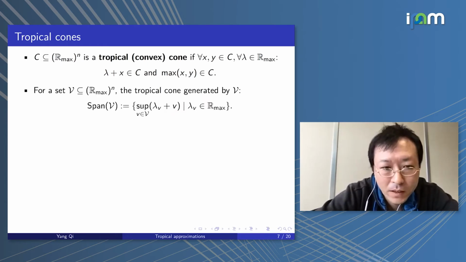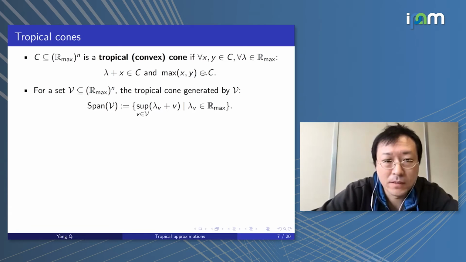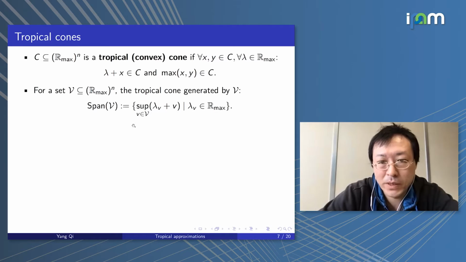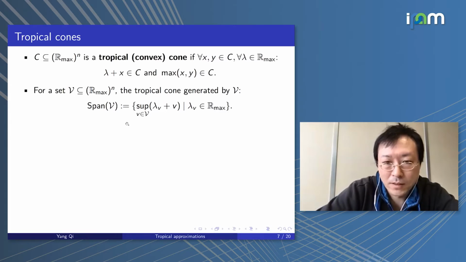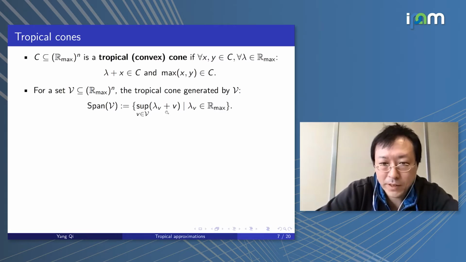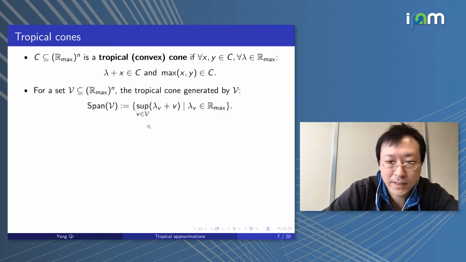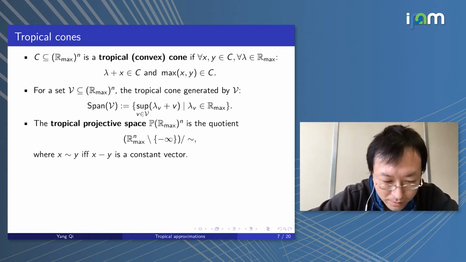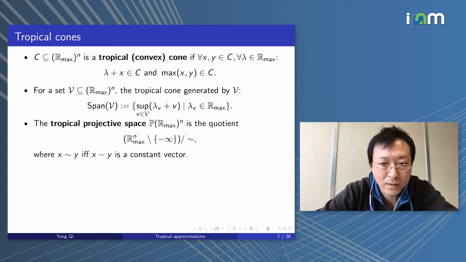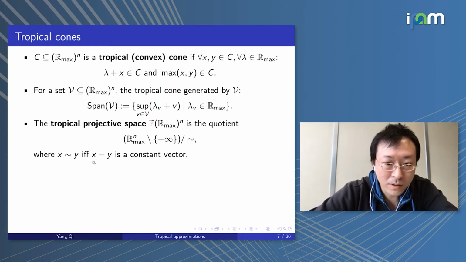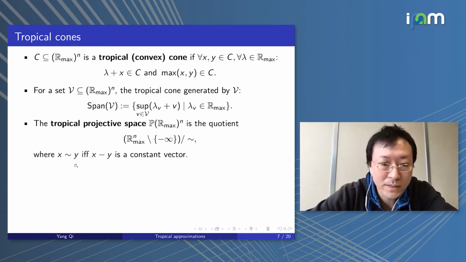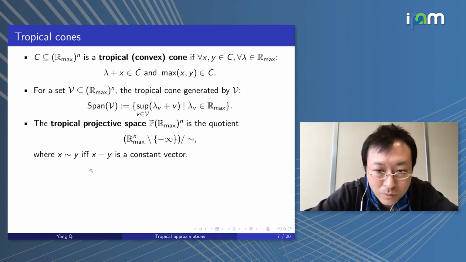And for any given subset inside of the ambient space, we can talk about the tropical cone generated by this set, just the set of all the suprema of scalar plus vectors inside of this set. And like the classical case, we will be working over the projective space. Here, it means the quotient of the ambient tropical vector space by some equivalence relation. Here, x is equivalent to y if and only if x minus y is a constant.